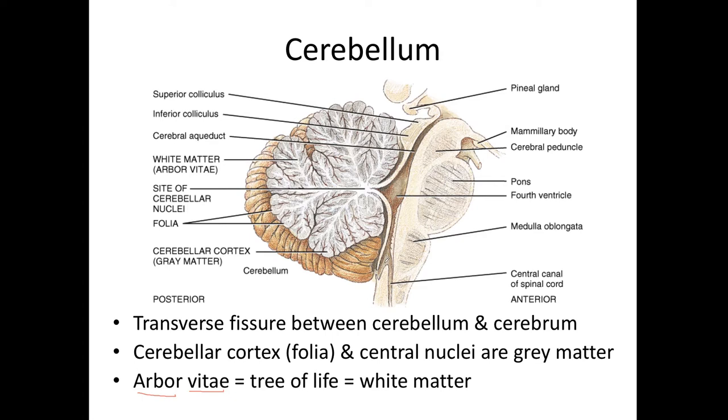So here we have the median aperture. So CSF is going to flow out through there. You can't see the lateral apertures here. Here's the fourth ventricle, so that's separating the cerebellum from the pons anteriorly. And then just above the cerebellum, we've got the midbrain with the tectum and the cerebral peduncle, and then familiar structures down here.